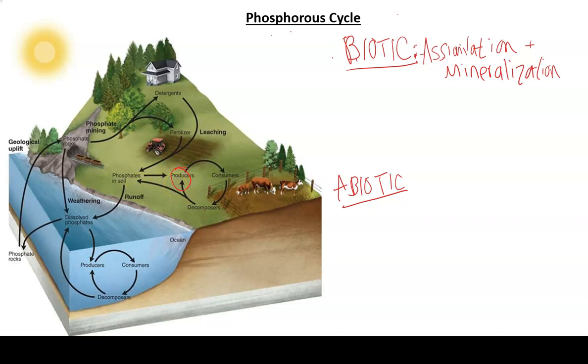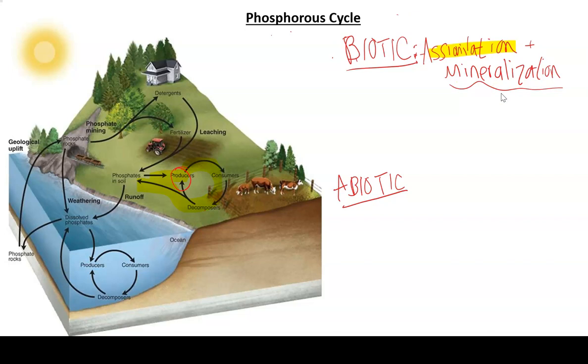So this little cycle here is kind of self-contained. It just stays within the grass, goes to the plants, goes to the decomposers, then back to the grass or the soil. So that's pretty simple. That's the assimilation phase of our cycle. And the second phase we're going to talk about here in the biotic section is mineralization. Okay, and that's pretty simple.